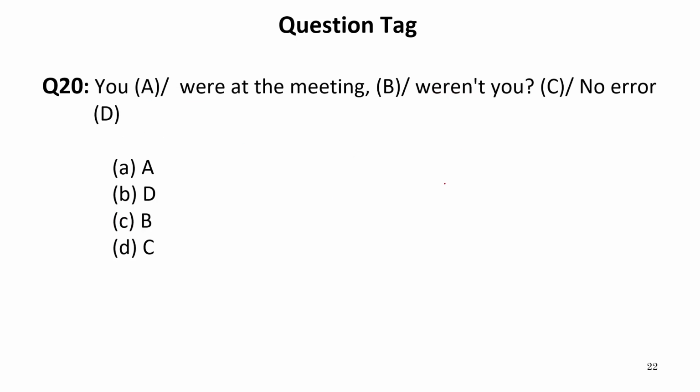Next. You were at the meeting, weren't you? Now, you were at the meeting, it means the statement is positive and the helping verb that is used is were. So, it will be converted into weren't and you. So, this sentence is absolutely correct. So, our answer is D. That is no error. So, our answer is B.